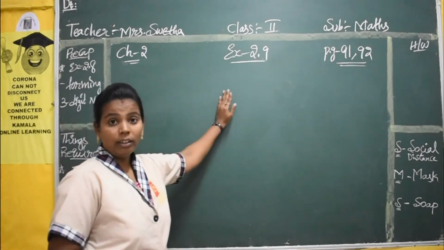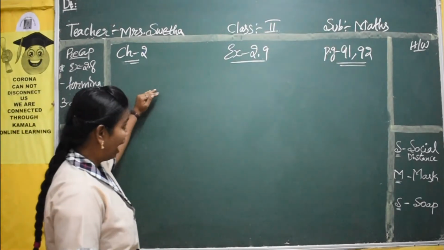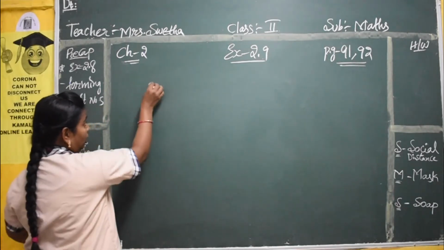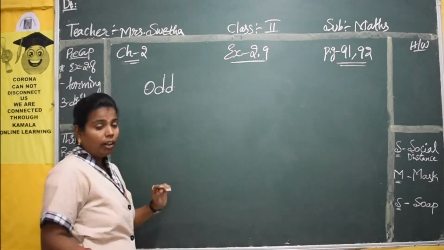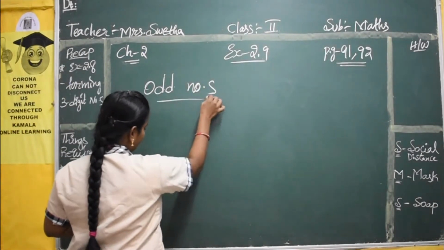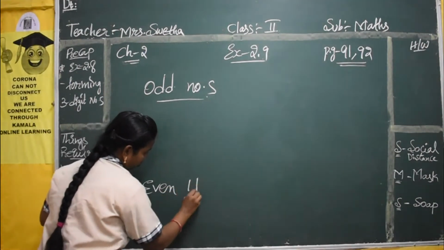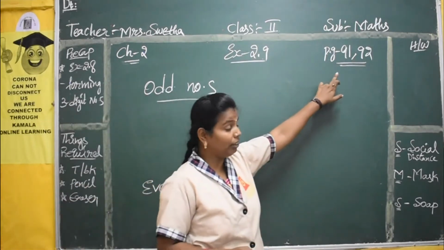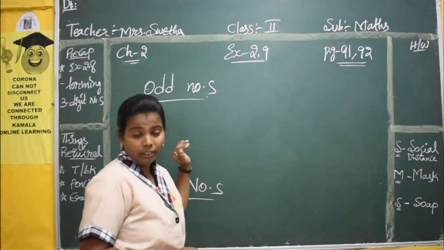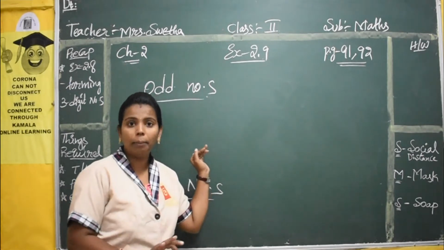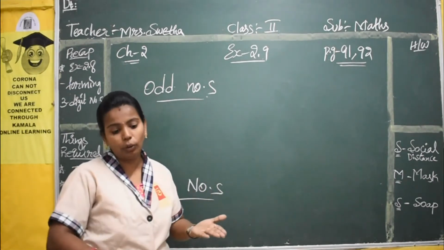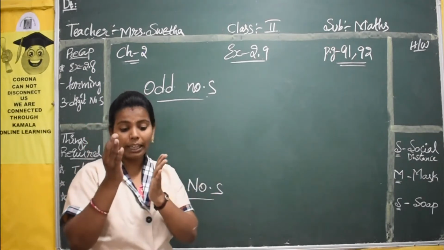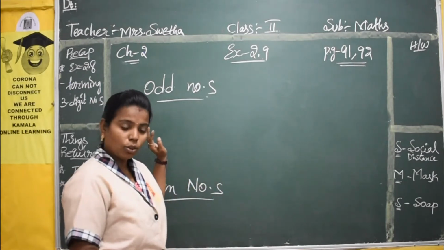Okay children, so here in the 2.9 exercise, I will tell you the method. In this one, you are going to learn odd numbers and even numbers. I will tell you how to do it, and on page number 91 you have a bit of odd numbers and even numbers. There you have to identify that number and color it with your own color, whichever color you like, like blue and green. Okay, so I will tell you about the bit.